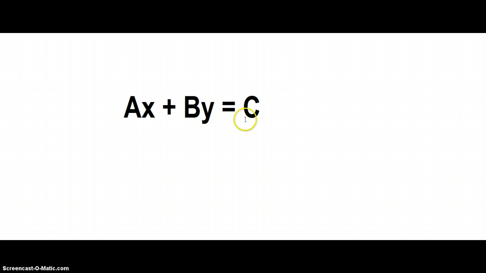A, b, and c are all integers. And a and b are not both zero. It can never be zero. And a is not negative. So, in an equation, you can never have a negative. It always has to be positive, so you have to manipulate the equation to make it positive. And these cannot be zero. C can, but a and b can't.